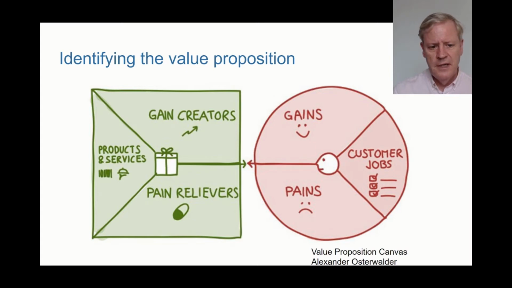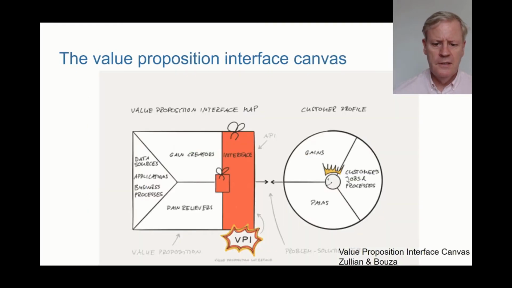So on the left hand side, if you're looking to provide products or services to this person, you should be thinking about, well, is this product or service a gain creator, or is it a pain reliever? Now, Andrea and Amancio, in their book API Product Management, modify this slightly, so you can still see that you've got the gains, pains, and customer jobs, and the value proposition on the left hand side of the page.